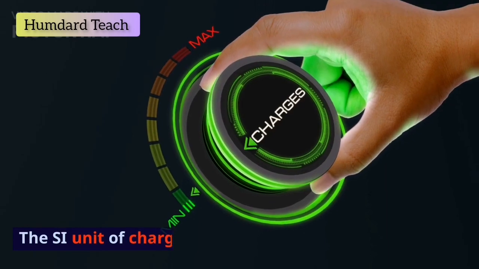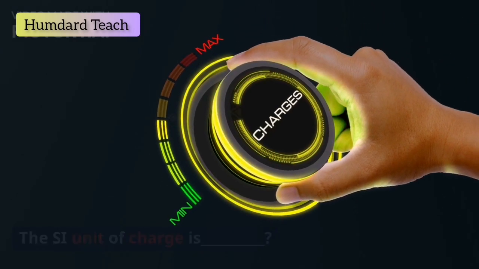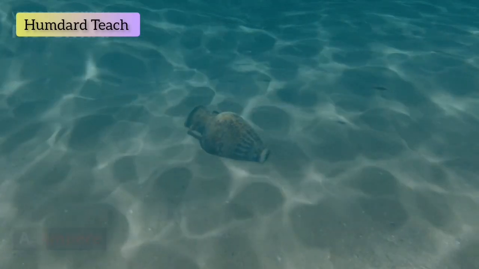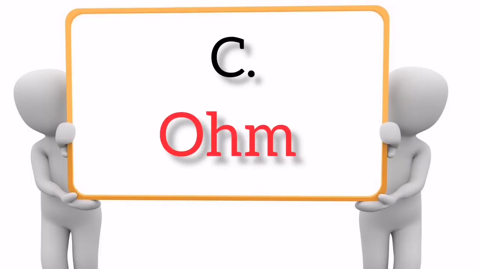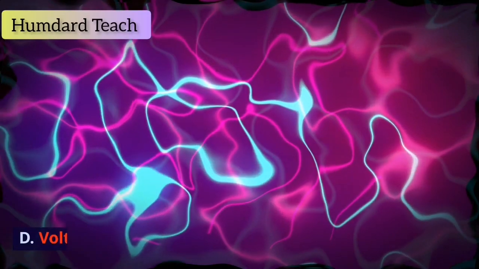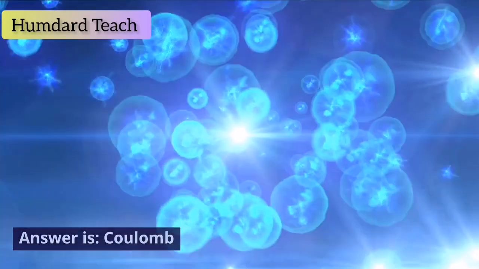The SI unit of charge is blank. A. Ampere. B. Coulomb. C. Ohm. D. Volt. Answer is Coulomb.